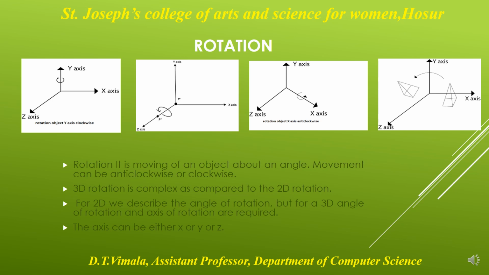In this image we can see the rotation about the y-axis in the clockwise direction, and the rotation about the z-axis, and here the rotation about the x-axis in the anti-clockwise direction. So we see in the image that we are rotating the object about the x-axis and then moving to the z-axis, which is rotating the object in 3D transformation.